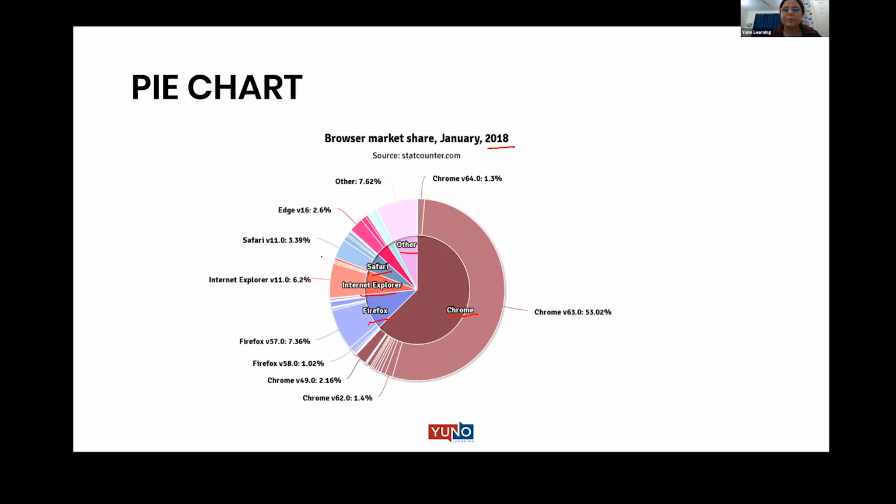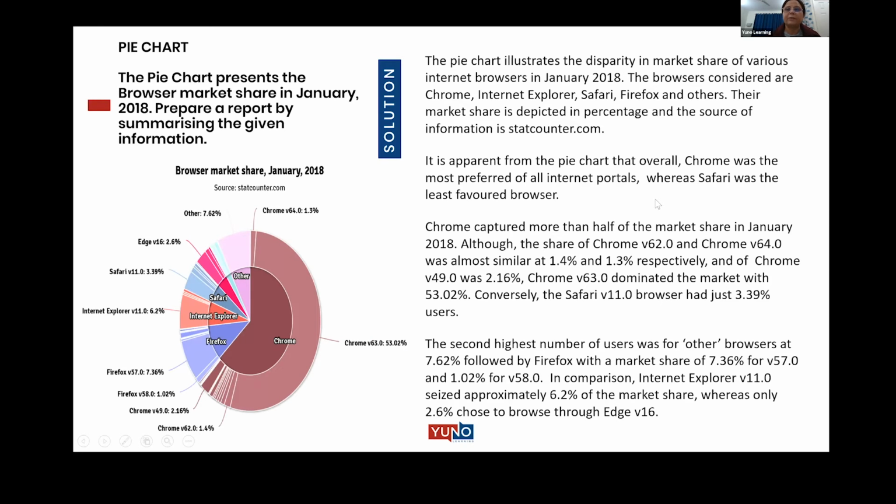Now, certain things have been mentioned over here in percentage, the way you have this 53.02 percent, 1.4 percent over here. So the percentage should not be mentioned in the overview paragraph. So how do we do it? Let's look at this and understand a few things about it.